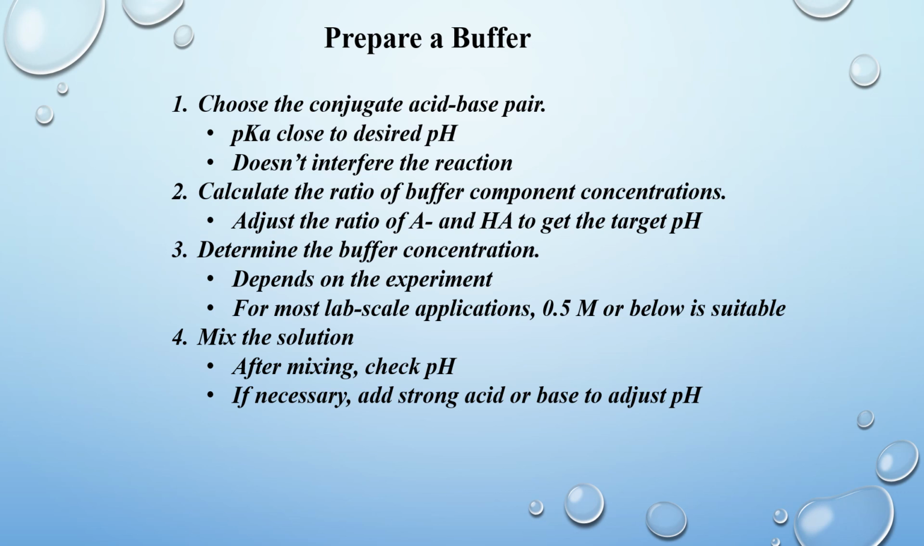And number 4: after you determine what to use, you calculate the amount you're going to use. You measure them out and then mix the solution. After mixing the solutions, you check the resulting pH, because everything you calculated is based on theory, so those are theoretical values. When you actually perform it and make it, there might be some human errors, so you always want to check the final pH after you mix them. If it's close enough, that's okay, but if it's off, you have to add strong acid or base to adjust it.